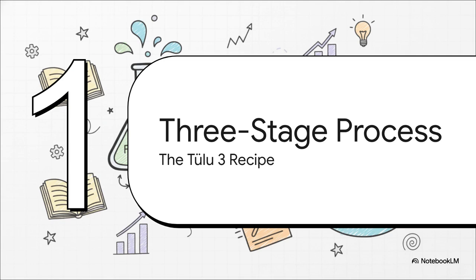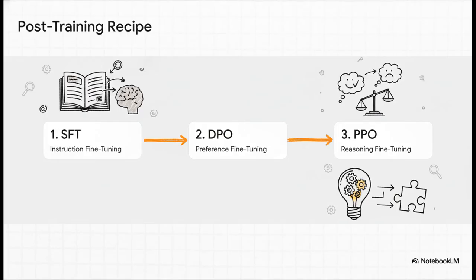All right, so let's get into the good stuff. Let's actually look inside this recipe and see how it all works. The whole pipeline is broken down into 3 main stages. First up, you have instruction fine-tuning, or SFT. Then you move on to preference fine-tuning with DPO. And you finish it all off with reasoning fine-tuning using PPO. Let's go through each one of these.